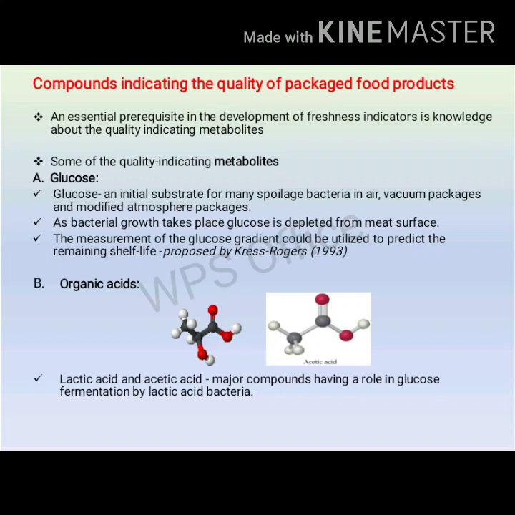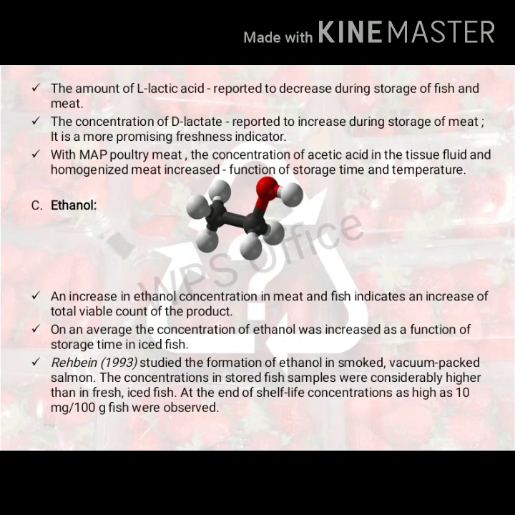Organic acids. Lactic acid and acetic acid are the major compounds having a great role in glucose fermentation by lactic acid bacteria. The amount of L-lactic acid was reported to decrease during storage of fish and meat. However, the concentration of D-lactate was reported to increase during storage of meat, which is a more promising freshness indicator. With modified atmosphere packaging in poultry meat, the concentration of acetic acid in the tissue fluid and homogenized meat was increased, which is a function of storage time and temperature.